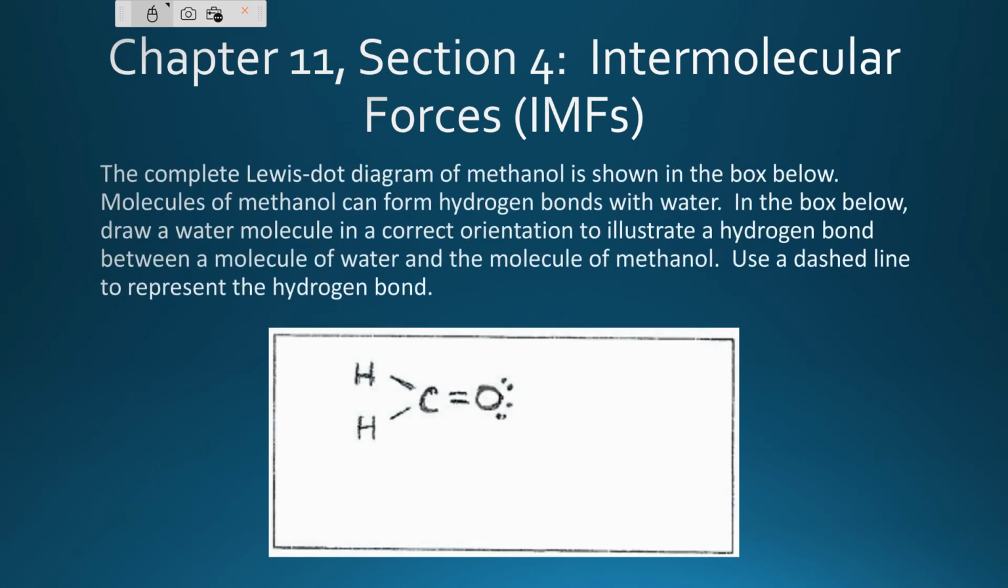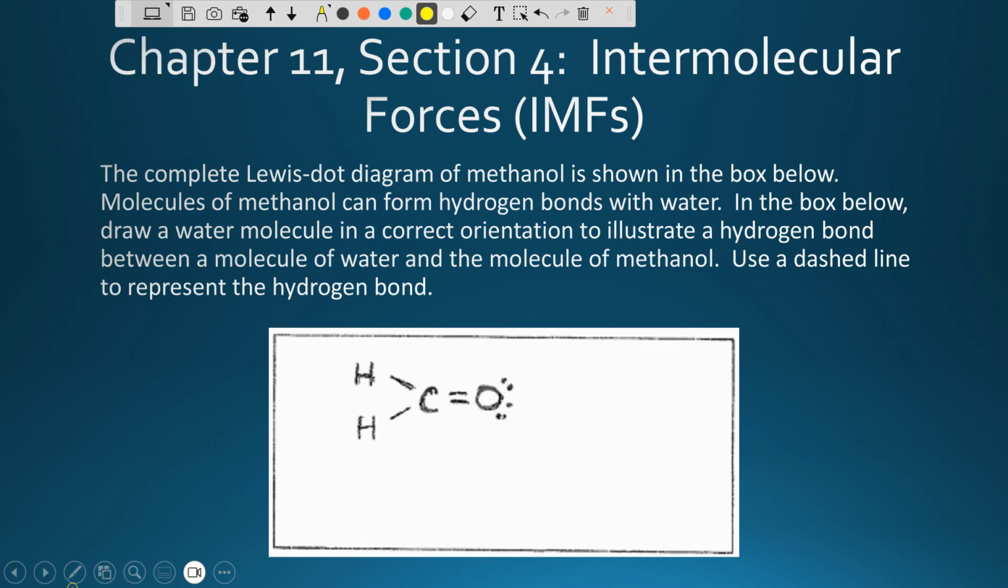The complete drawing of your methanol is shown in the box below. Molecules of methanol can form hydrogen bonds with water. In the box below, draw a water molecule in the correct orientation with the molecule of methanol. Use a dashed line to represent that hydrogen bond. Now, here's the key. Here's an oxygen. Who does he have to bond with?